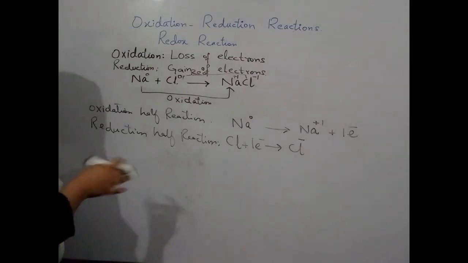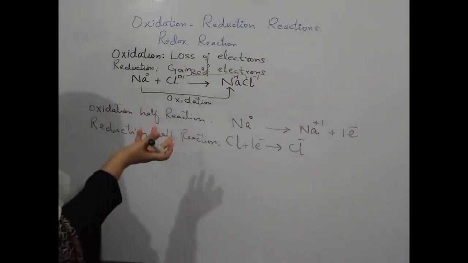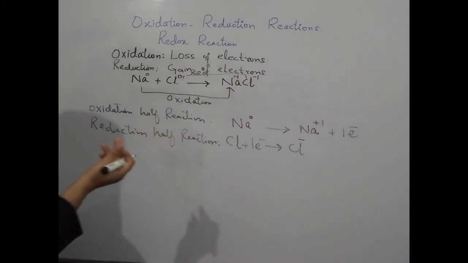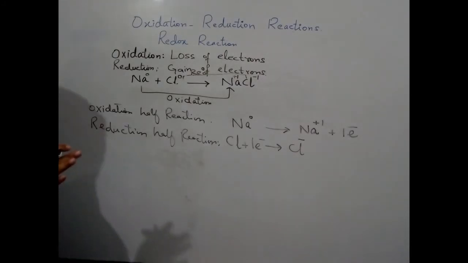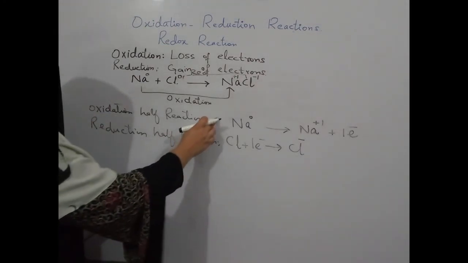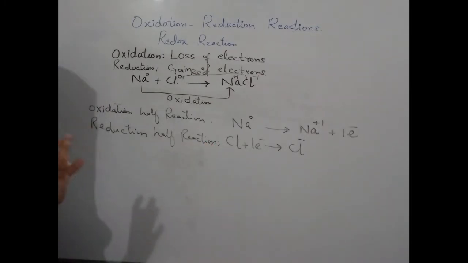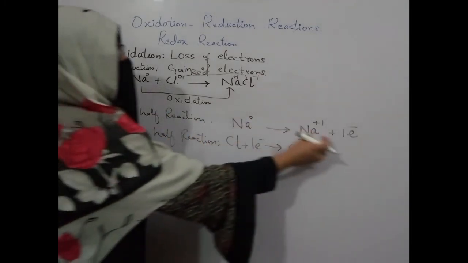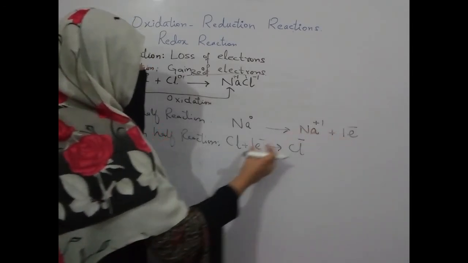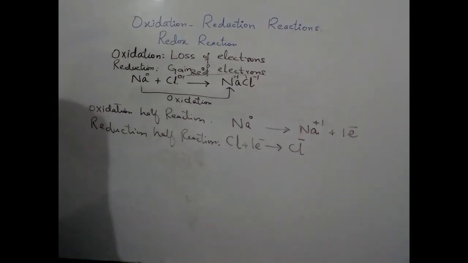So by the oxidation-reduction reaction, we get an ionic compound, and we have to remember that in a single reaction there is always oxidation and reduction occurring at the same time. One atom is losing electron and that electron is picked up by the other atom. In this way, oxidation reduction reaction occurs and ionic compounds are formed.